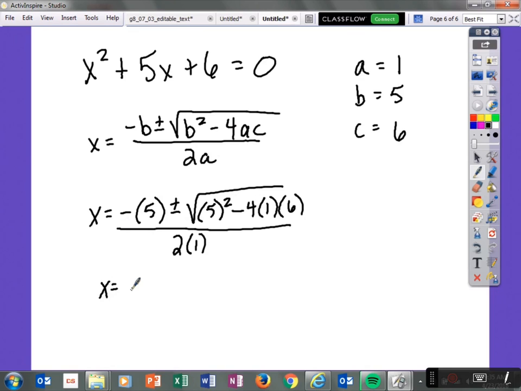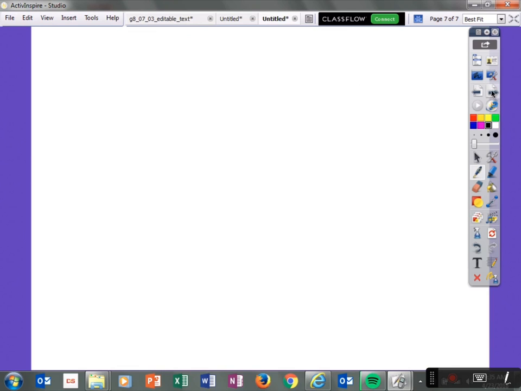You should have got -2 and -3. We okay there? Yes. Okay. What was the second one we did? X squared minus 9x minus 36 is 0. It's the same thing. So the a is 1, because there's nothing in front of x squared.